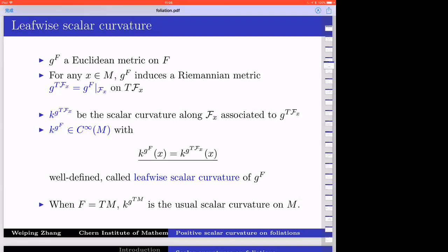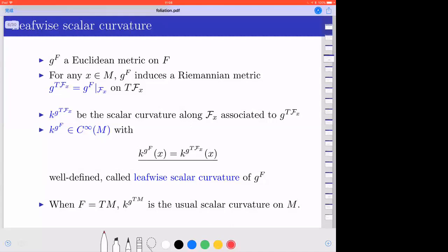So we give a Riemannian metric, a Euclidean metric, on this vector bundle over M. Then through any point X, since we have this TF identified with the tangent bundle restricted to the leaf, this determines a Riemannian metric on this submanifold, and thus determines a scalar curvature along this leaf. So we define this function: its value at the point X is just the scalar curvature along the leaf, taking the value at this point X. So this defines a function on the total manifold. We call this the leaf-wise scalar curvature.